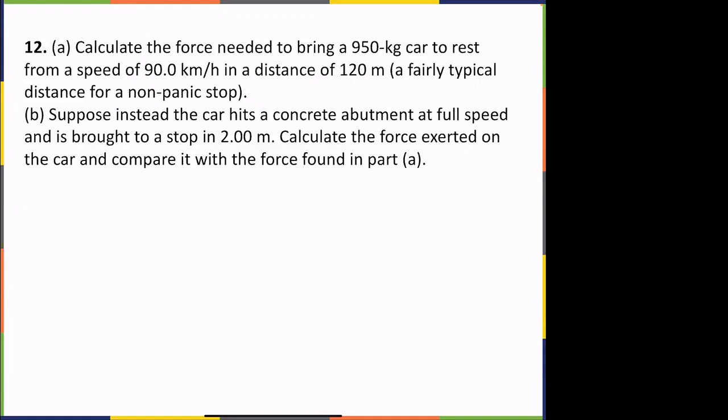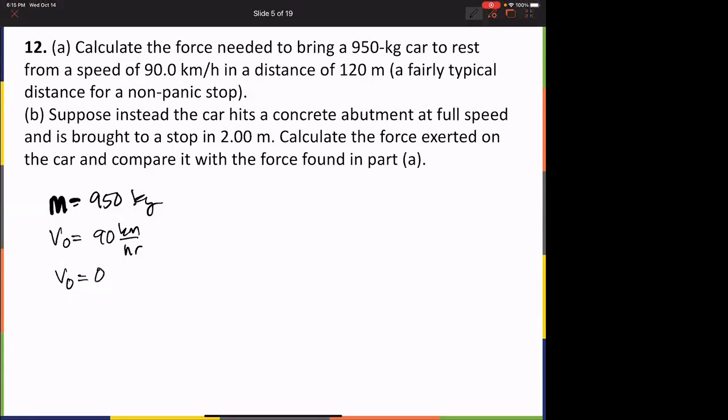All right, so we got the mass of the car equals 950 kilograms. The initial velocity is 90 kilometers per hour. The final velocity is 0, right? It's bringing... oh, why did I put a V naught? The final velocity is 0. And the distance is 120 meters. So we got to change from kilometers per hour into meters per second. So 1 kilometer, 1,000 meters, 1 hour, 3,600 seconds.